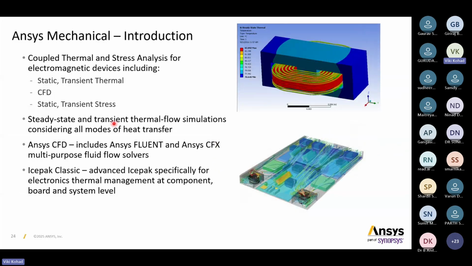And then the mechanical part is there for the structural analysis or reliability purposes. And then Ansys CFD is for the flow simulation. So you can use either iSpec for the flow simulations or the thermal part, or you can use Ansys Fluent. So both tools are there. Ansys Fluent is basically the advanced solver, specifically the CFD analysis solver.